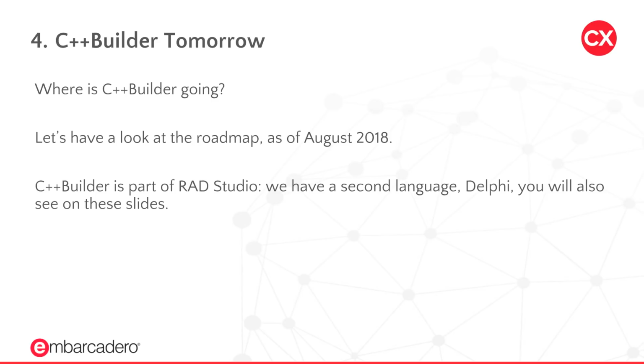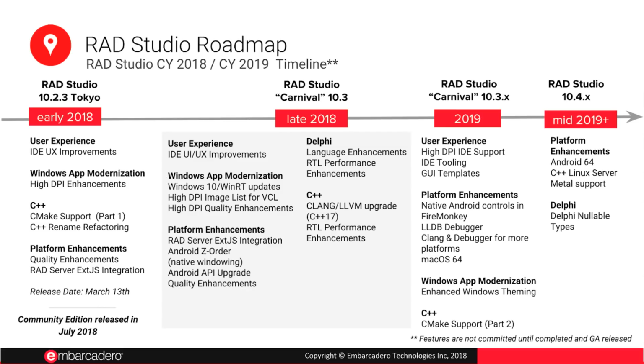Finally, let's have a look at where C++ Builder is going. Let's have a look at the roadmap. So this is going to be just one slide out of many from the last published roadmap as of August 2018. Now, C++ Builder is part of RAD Studio. We have a second language called Delphi, and you'll also see that on these slides. So C++ Builder 10.2.3 is the current version that you can download right now. We added some rather cool things to that, including command line CMake support and C++ rename refactoring.